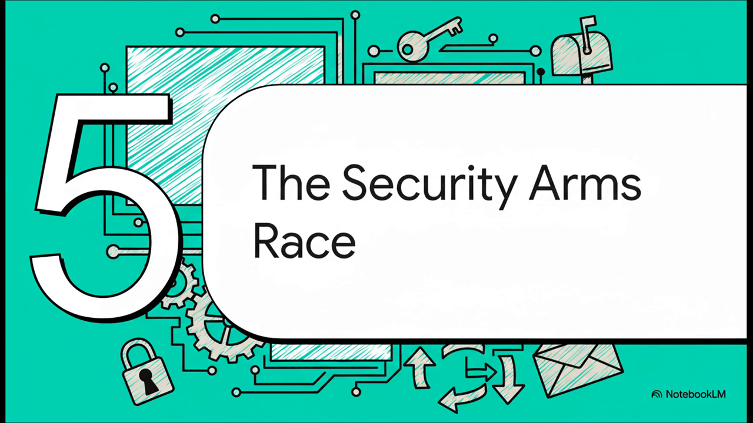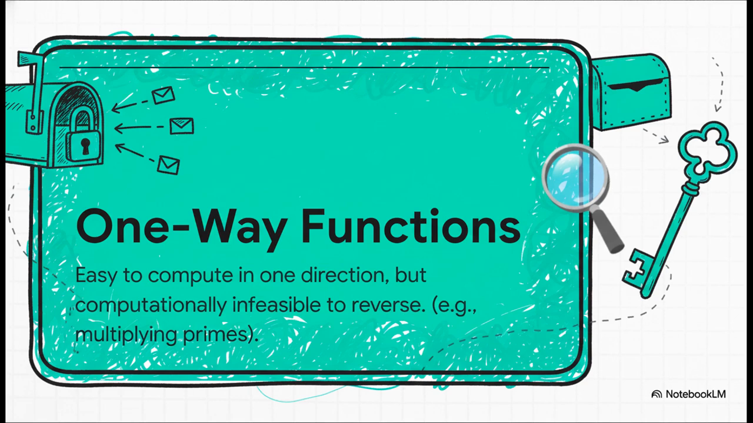Well, this brings us to what's basically an ongoing security arms race. You see, the entire security of public key crypto rests on something called a one-way function. The best analogy is mixing paint. It's incredibly easy to mix blue paint and yellow paint to get green, but it is practically impossible to take that bucket of green paint and perfectly unmix it back into pure blue and pure yellow.